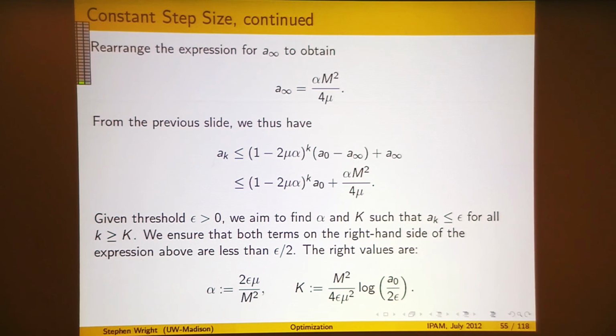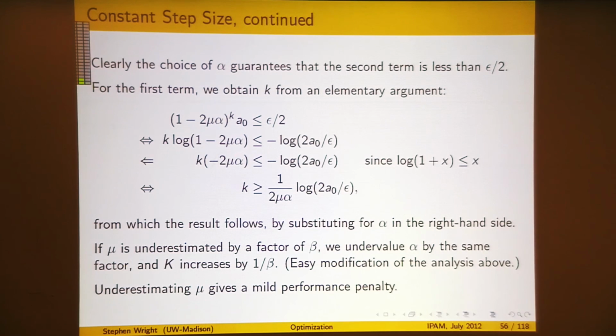Now, I can plug that alpha into this expression and ask the question, how big do I have to make K to make this term less than epsilon over 2? And that's what's happening on the next slide. I'm just figuring out how big I need to make K to drive this term below epsilon over 2.